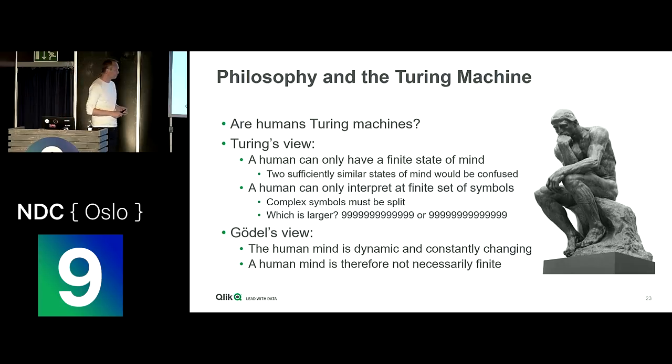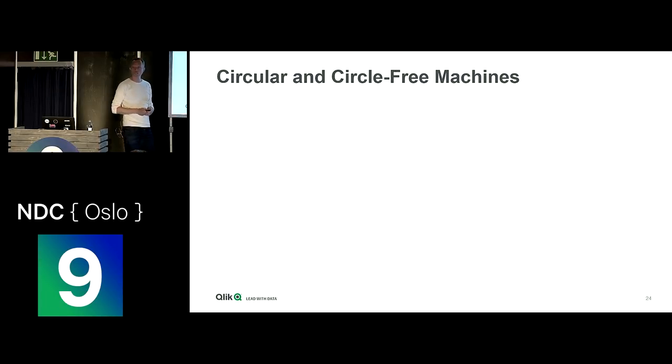Now, let's return to his paper again. Because again, neither was this the goal to introduce this type of philosophical problems. He was out there to try to prove something about this Entscheidungsproblem. And in order to continue there, we have to talk about some definitions that he makes in his paper. These are definitions of what he calls circular and circle-free machines. And there are basically two conditions that will result in a machine being called circular.